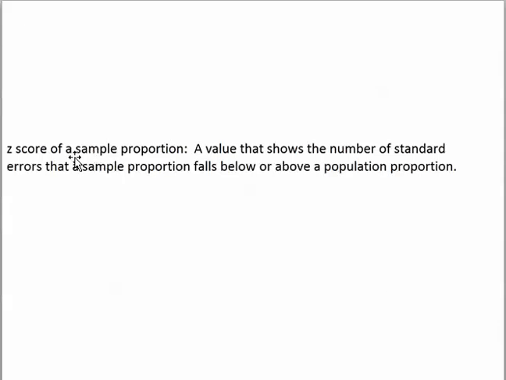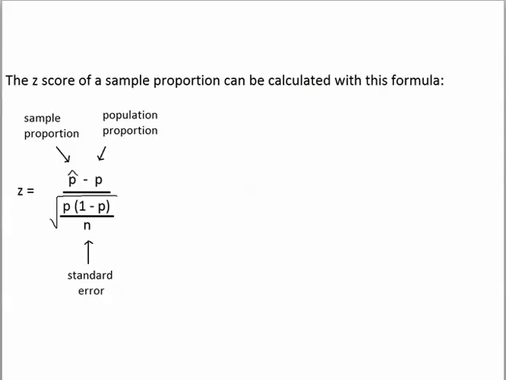Let's now talk about the z-score of a sample proportion. This is basically just a third z-score that's now being applied to a sample proportion to tell us how extreme a sample proportion is. The z-score of a sample proportion is a value that shows the number of standard errors that a sample proportion falls below or above a population proportion. And it has its own formula.